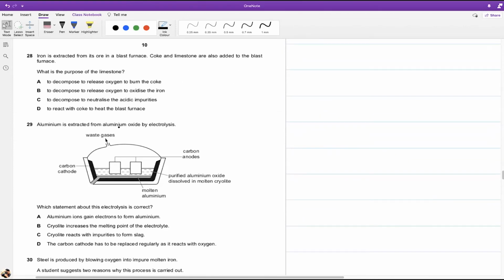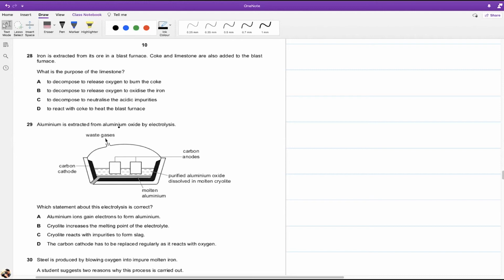Iron is extracted from its ore in a blast furnace. Coke and limestone are also added. Coke is carbon, limestone is calcium carbonate. What is the purpose of all of them? Let's see. Calcium carbonate breaks down, gives calcium oxide, which reacts with impurities, which are acids, and calcium oxide is basic. Then carbon dioxide is further reduced and makes carbon monoxide, which is a very good reducing agent. Okay, and that is how iron is extracted.